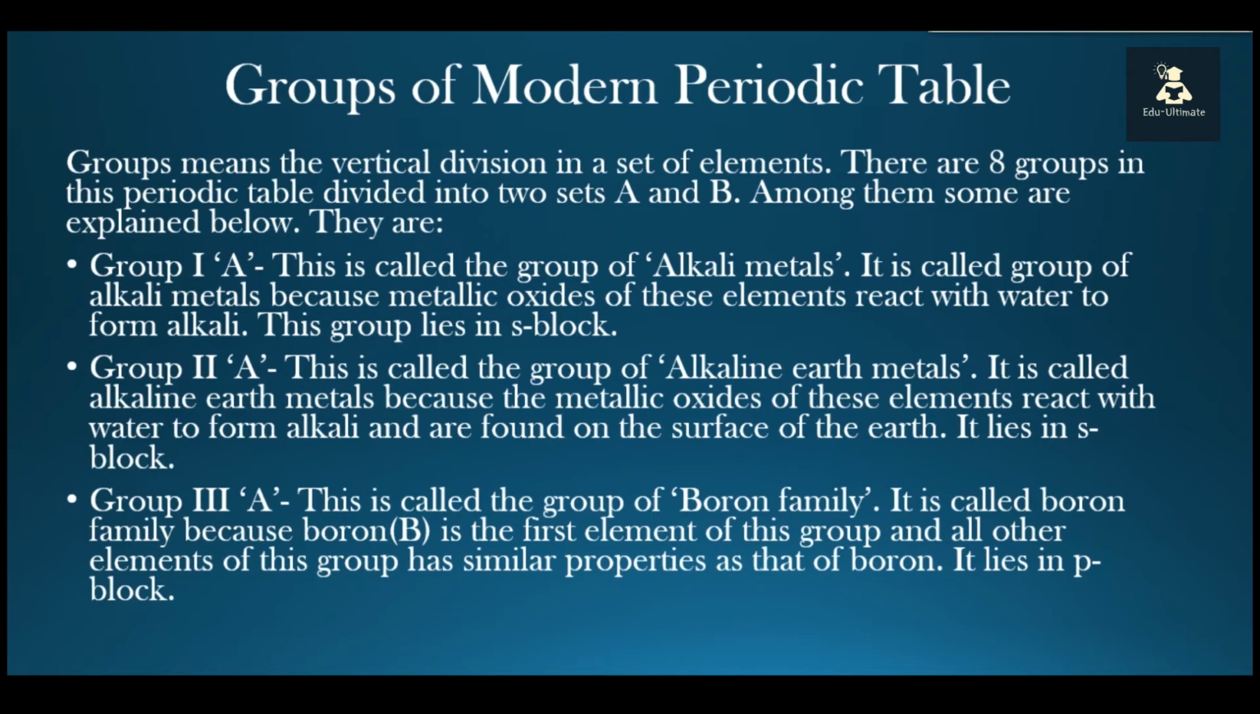Group 2A. This is called the group of alkaline earth metals. It is called alkaline earth metals because the metallic oxides of these elements react with water to form alkali and are found on the surface of the earth. It lies in the S block.